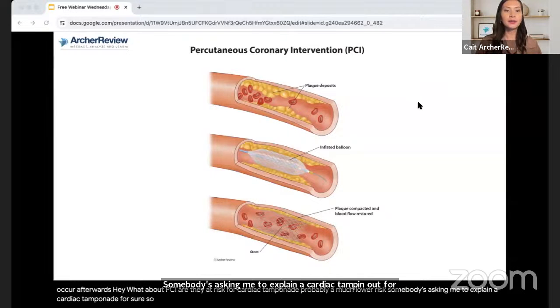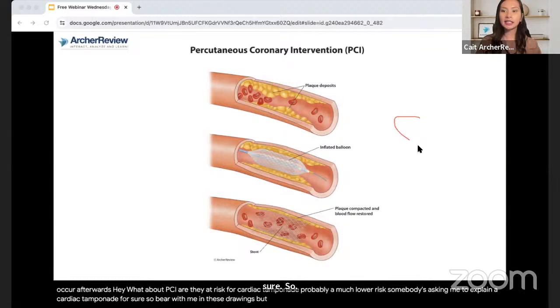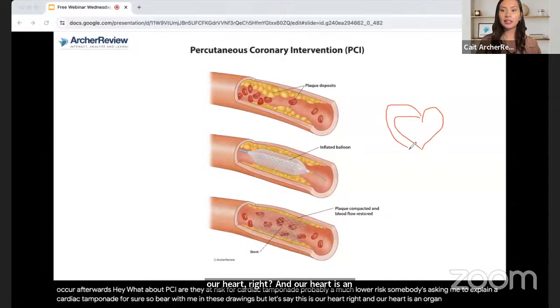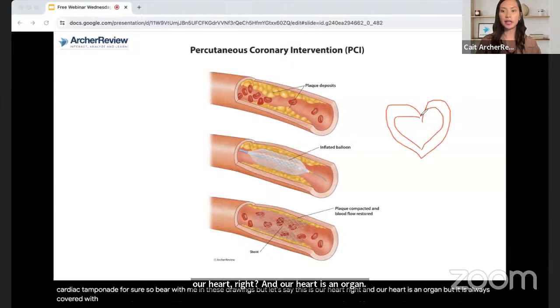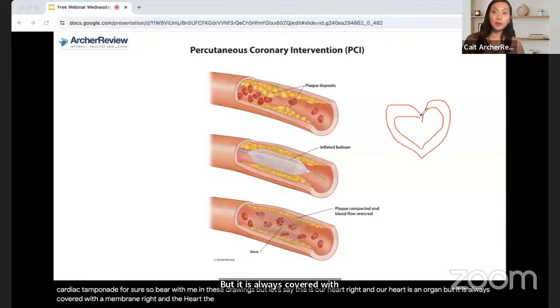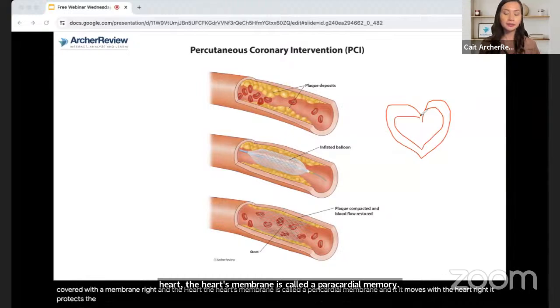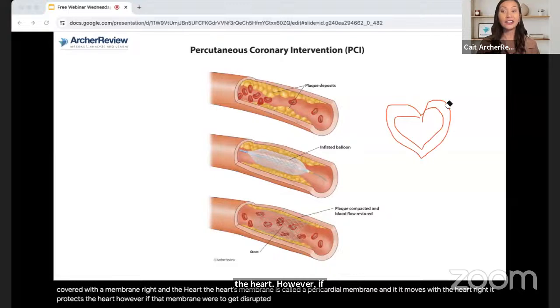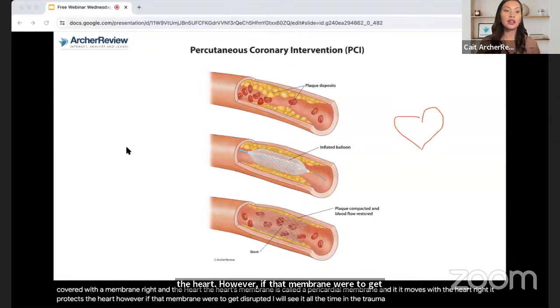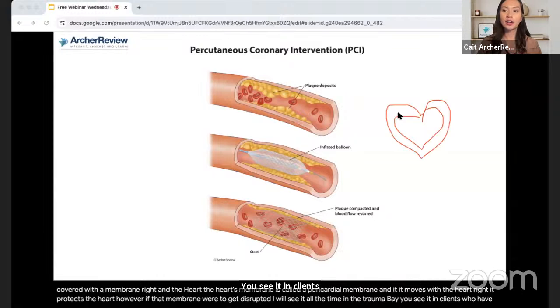So bear with me in these drawings, but let's say this is our heart, right? And our heart is an organ, but it is always covered with a membrane, right? And the heart's membrane is called a pericardial membrane. And it moves with the heart, right? It protects the heart. However, if that membrane were to get disrupted, I'll see it all the time in the trauma bay. You see it in clients who have open heart surgeries.